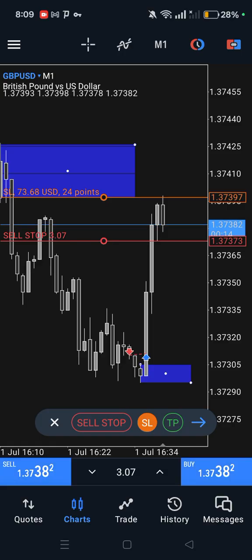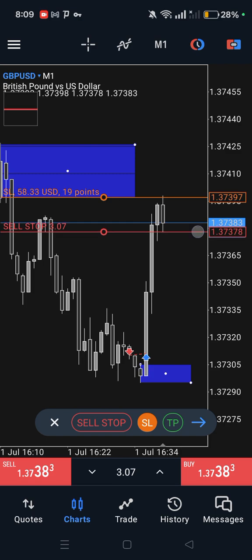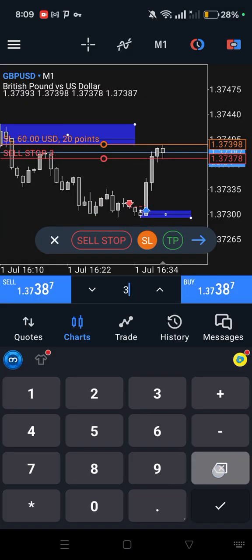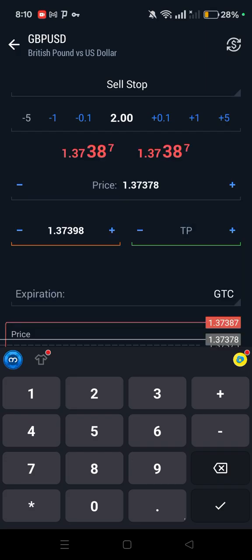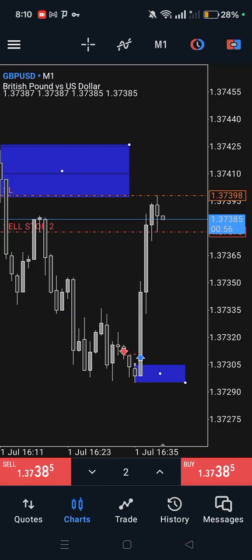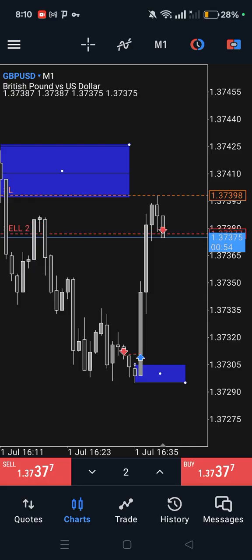1.166. I think I'll play for it. Play for this. 2. Done. Okay, trade has been placed. I don't know if it'll be hit or not. Okay.